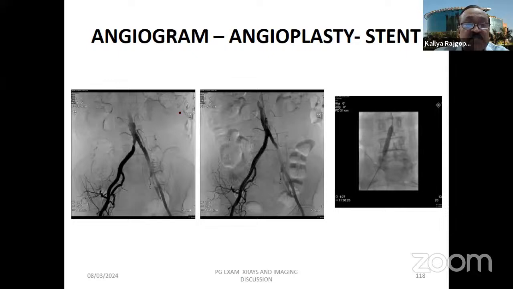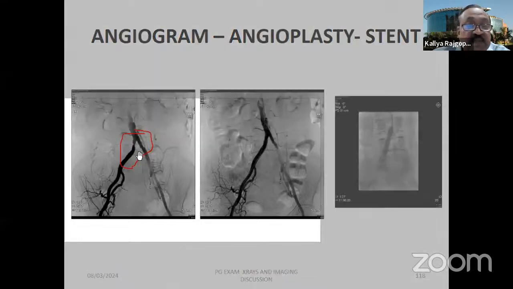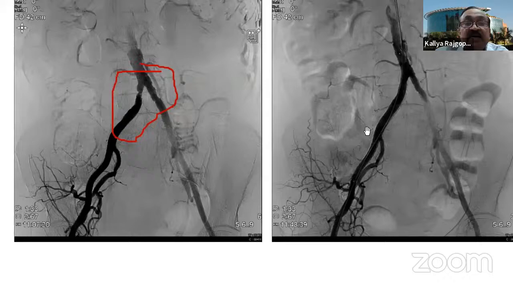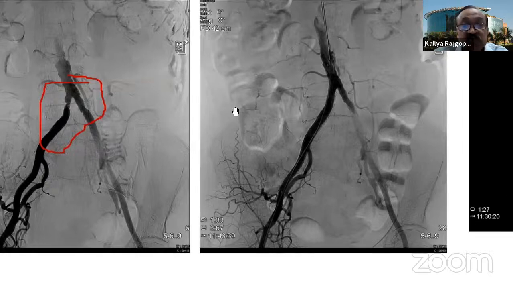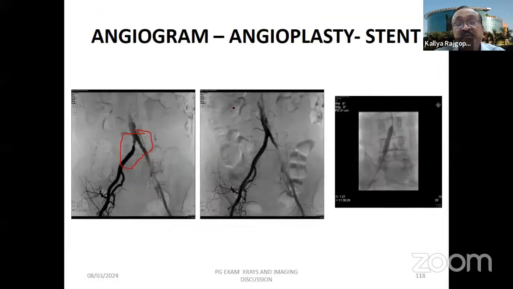Again, I'll show you a picture. There's a common iliac artery having two branches here, and you see here, I have just encircled. See that narrowing there? Let me show you again. Yes, see here. And look at this picture, how nicely the artery has responded. This is a very important part of the treatment of peripheral arterial occlusive disease.